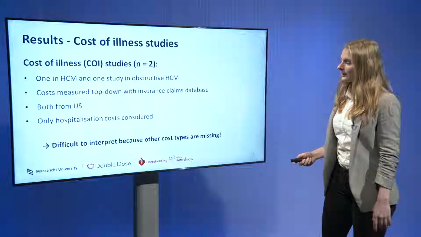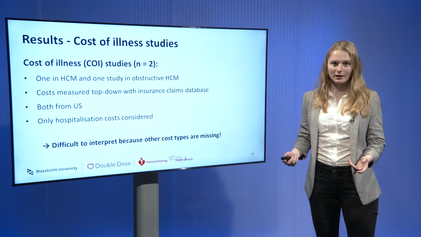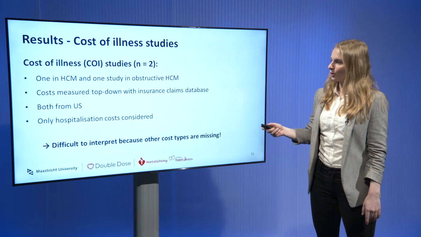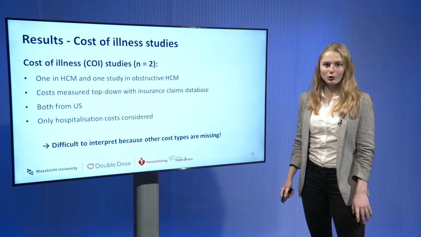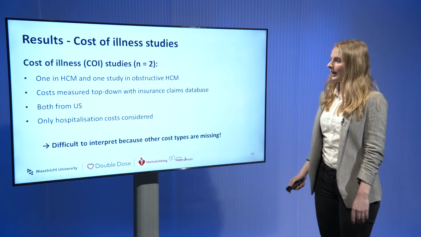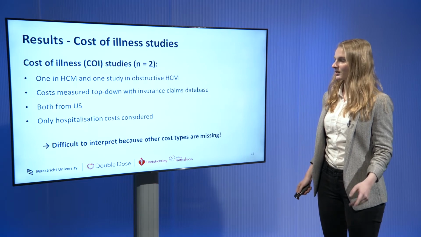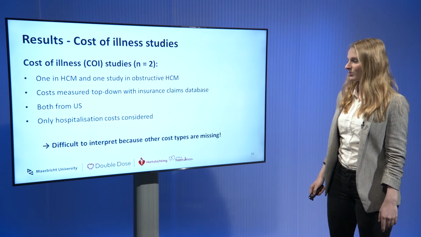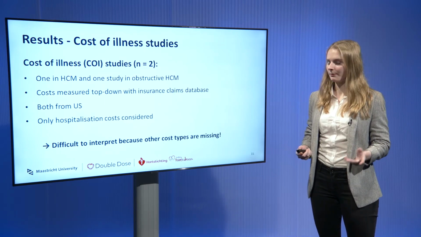Regarding the cost of illness studies, we only identified 2, both in the field of hypertrophic cardiomyopathy and one with a special attention on obstructive hypertrophic cardiomyopathy. And both measured the cost from a top-down approach with an insurance database, and both were conducted in the US. And here in both studies also only the hospitalization costs were considered. So in this case it's very difficult to interpret the hospitalization costs because we have no comparison here.